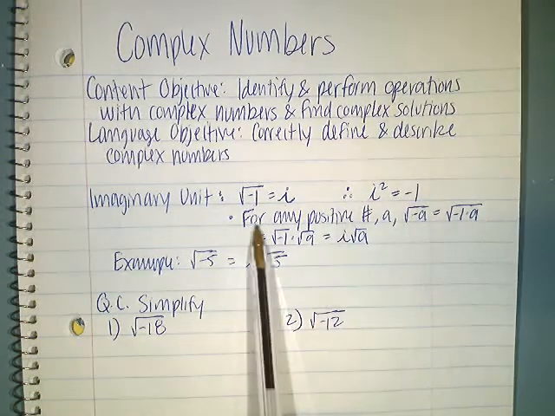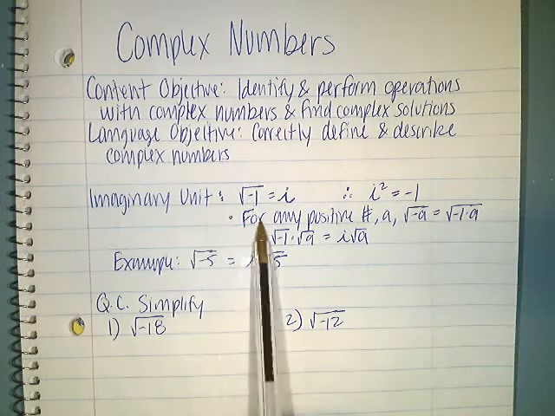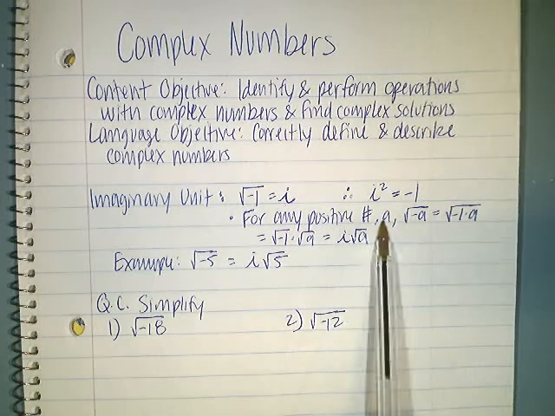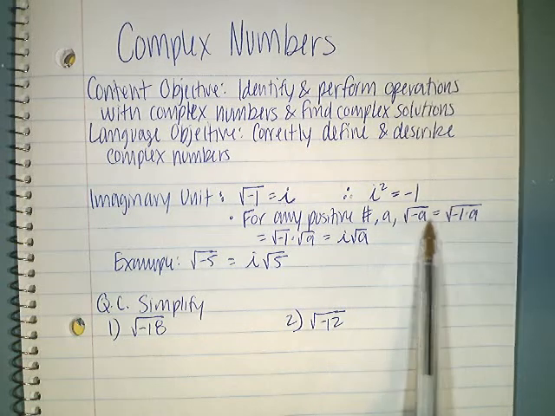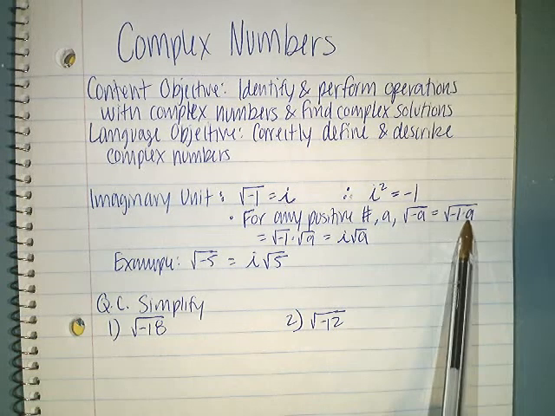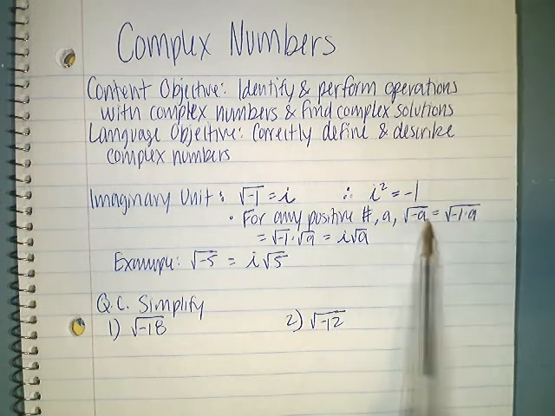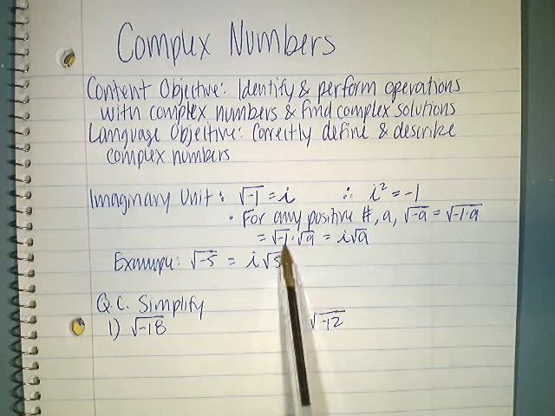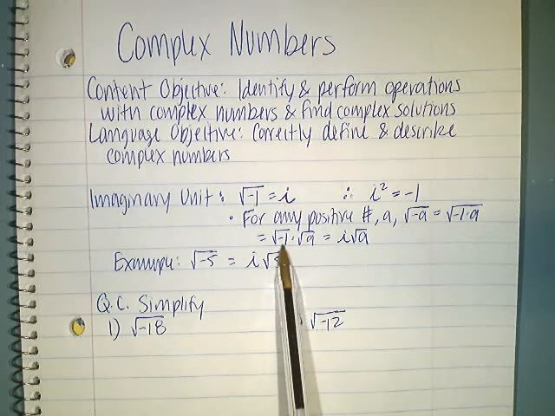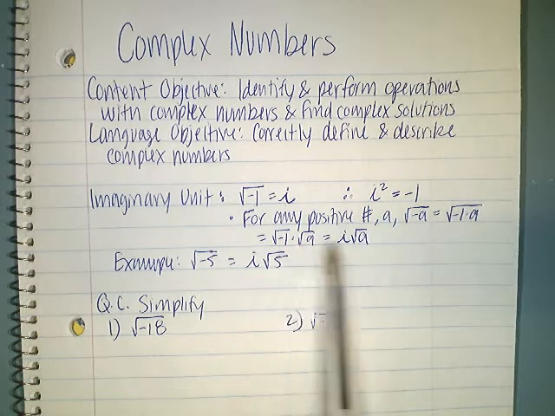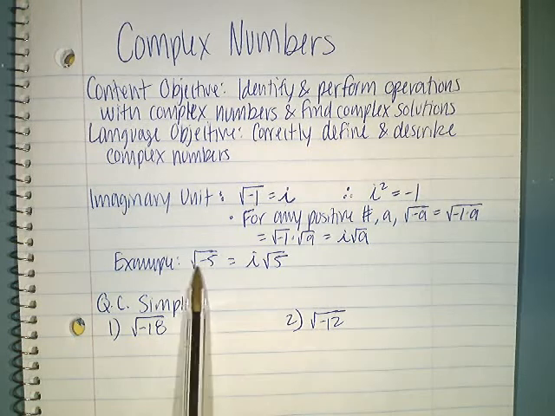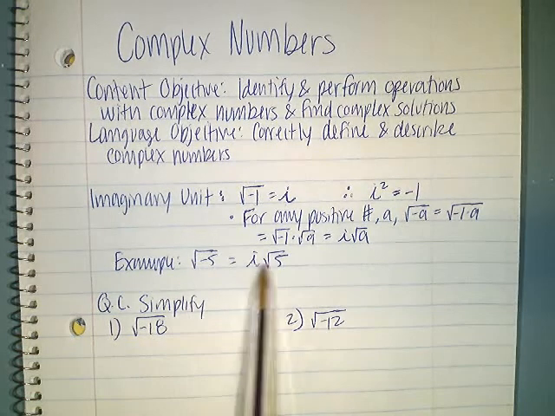With that said, one thing that's important to know about the imaginary unit is that for any positive number a, the square root of -a would be equal to the square root of -1 times a. So you can separate that negative from the number, and then that can be separated using our multiplication property of square roots. And so then we can say the square root of -1 times the square root of a, which is just i root a. So here we have an example. Square root of -5 is just i root 5.